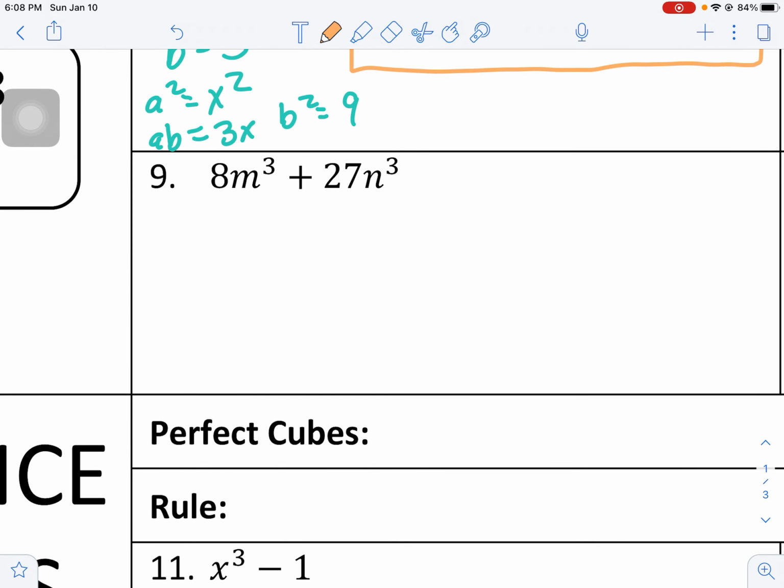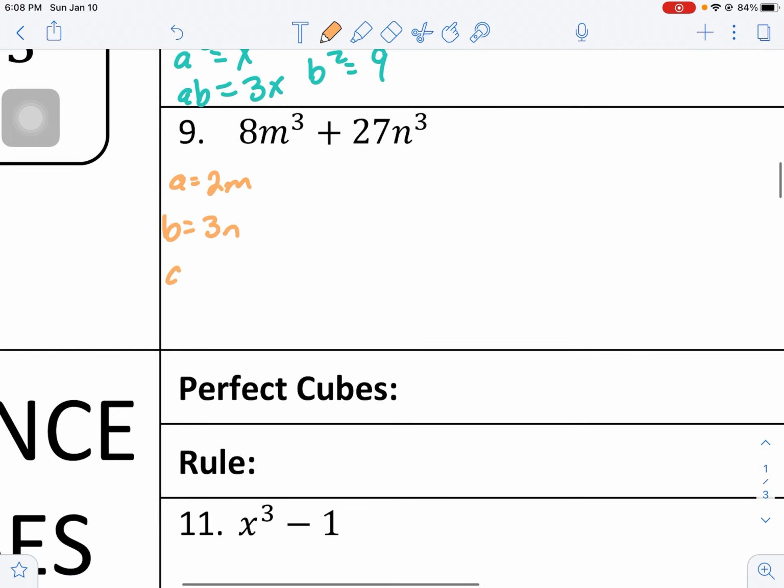All right, let's take a look at number 9. Number 9, our A value, we got 2m, B value 3n. So that means A squared is 4m squared, B squared is 9n squared, and AB is going to be 6mn. Again, filling out the rule, A and B always come first, whether it's sum of cubes, and we're about to talk about difference of cubes, but AB always comes first.